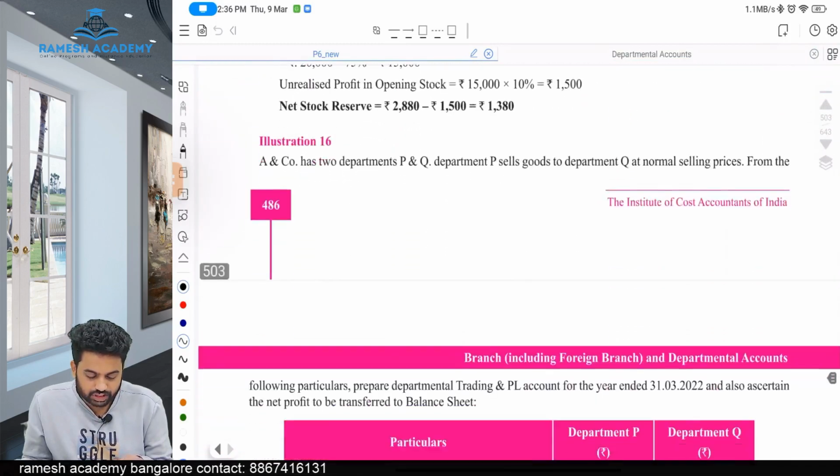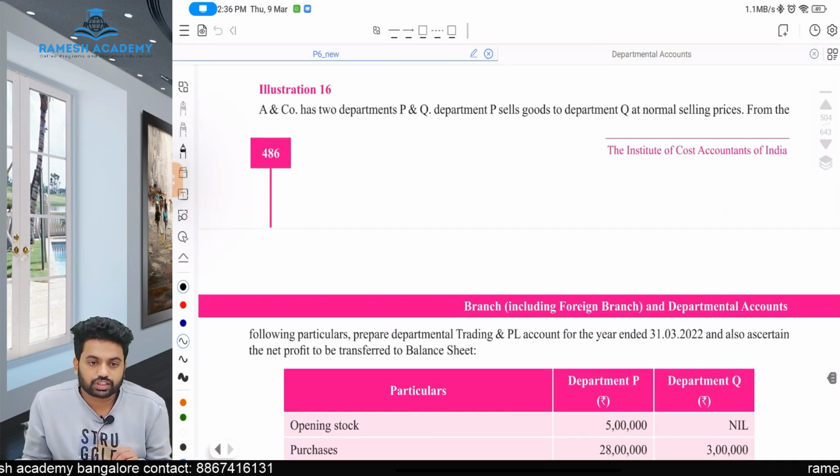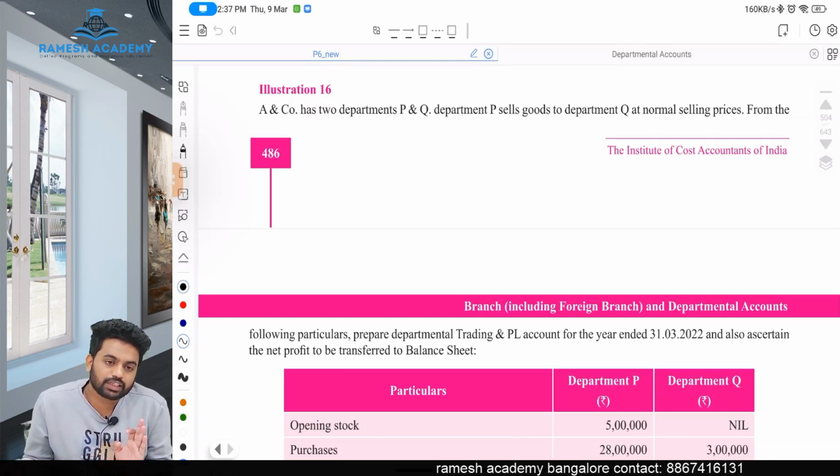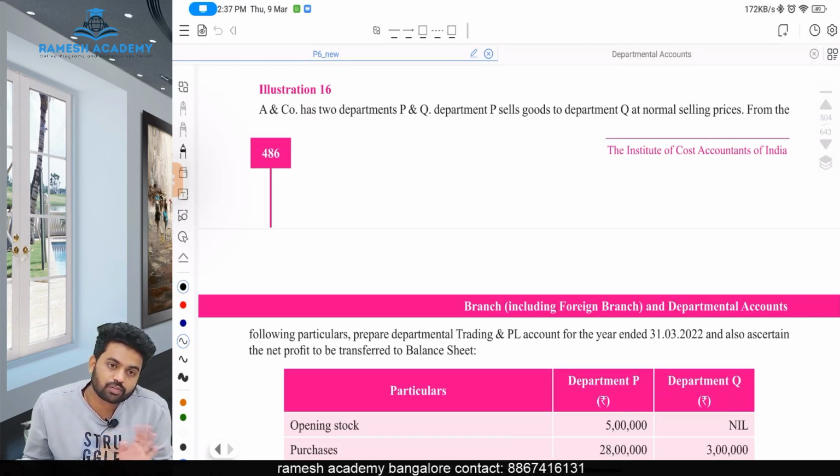Going to illustration number 16. A and Co has two departments, P and Q. Department P sells goods to Department Q at a normal selling price. So at what rate is P sending to the Q department? They are sending it at a normal selling price, not at a cost price, not at cost plus profit, normal selling price.